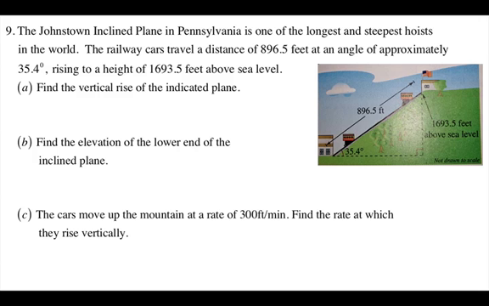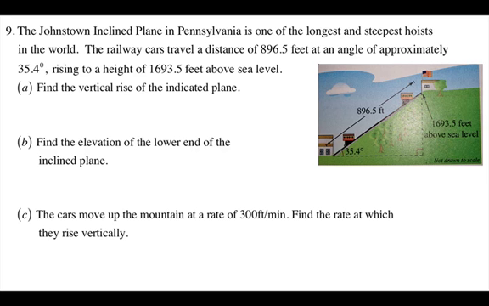Problem. The Johnstown Incline Plane in Pennsylvania is one of the longest and steepest hoists in the world. The railway cars travel at a distance of 896.5 feet at an angle of approximately 35.4 degrees, rising to a height of, you can read the number, above sea level. It says find the vertical rise of the indicated plane.